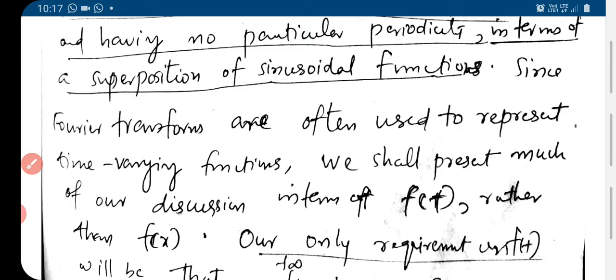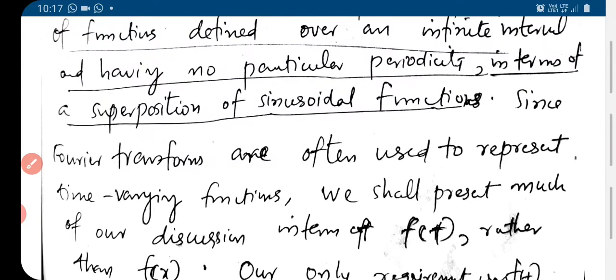So the Fourier transform is this: we are representing a function as a superposition of sinusoidal functions where the function is not defined in a finite interval. Actually, it is infinite and there is no definite periodicity.